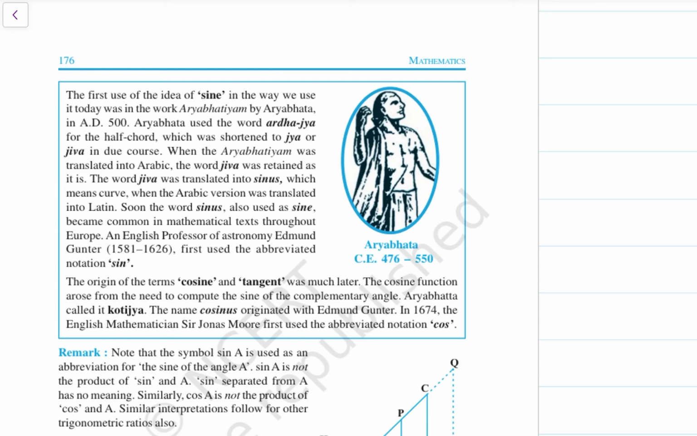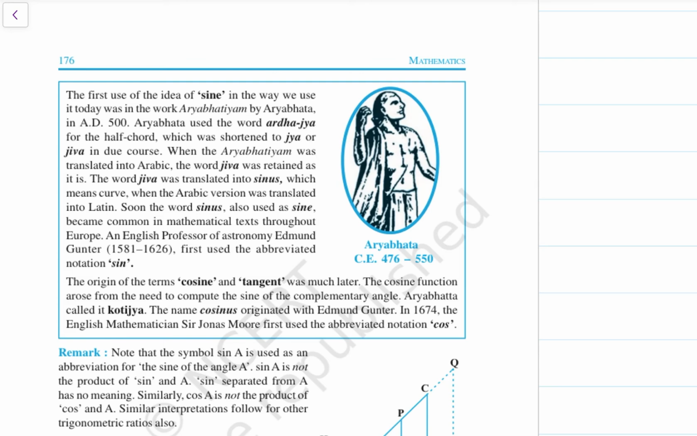Soon the word sinus, also used as sin, became common in mathematical text throughout Europe. An English professor of astronomy, Edmund Gunter, 1581 to 1626, first used the abbreviated notation sin. The origin of the terms cosine and tangent was much later.